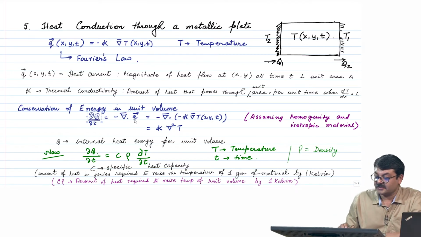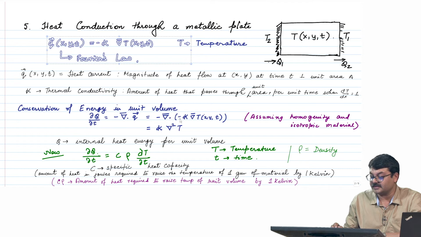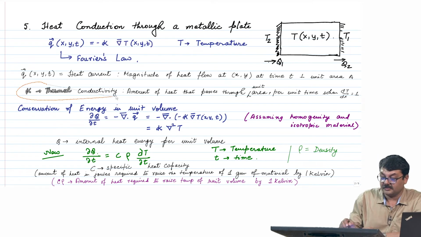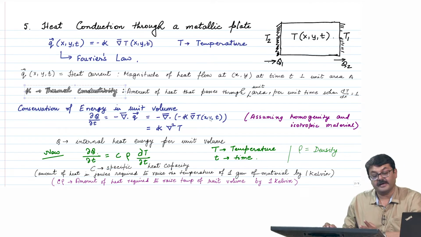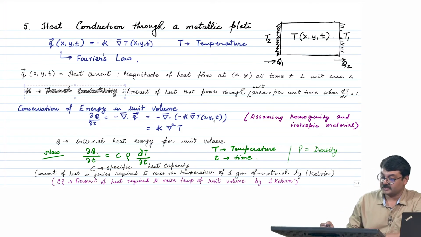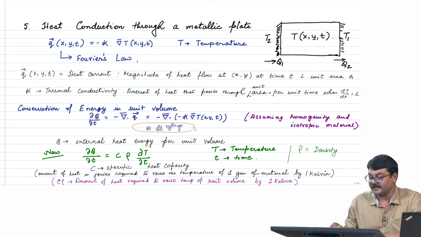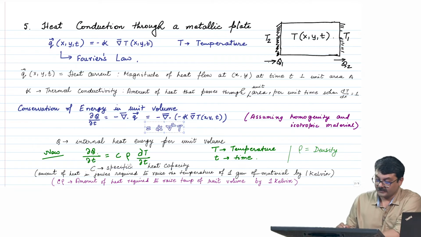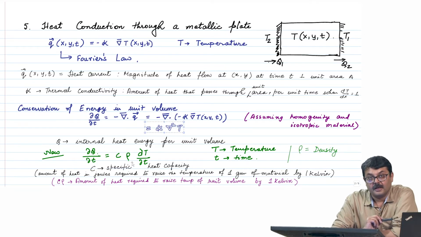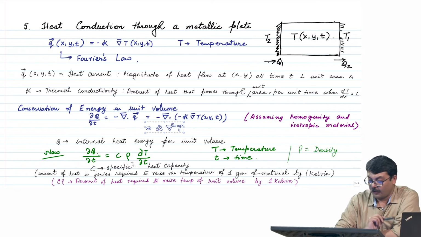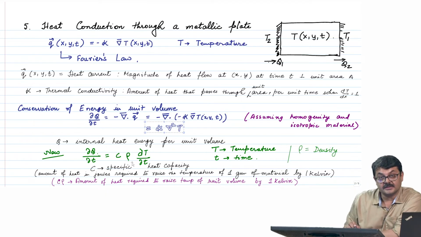And this small q, the heat current, by Fourier's law can be written like this: minus divergence of minus kappa, kappa being the thermal conductivity, into the gradient of temperature. Temperature is a function of x and t, and that in turn can be written as kappa into grad square T, right.